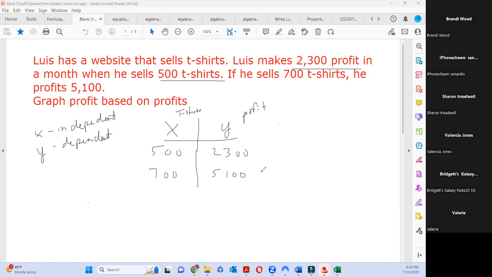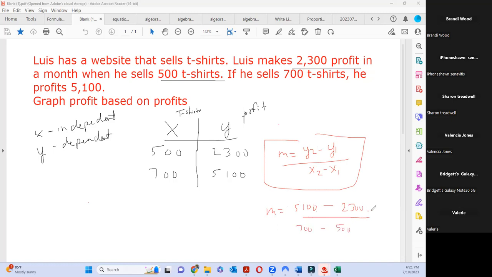Now, from these 2 points, from this table that I just created, what formula should I use to find the slope? He's talking about the Y2 minus Y1. Because what you should first be thinking is, if I have 2 points, I'm going to use this formula. Y2 is 5,100. What's Y1? 2,300. What's X2? 700. And what's X1? 500.